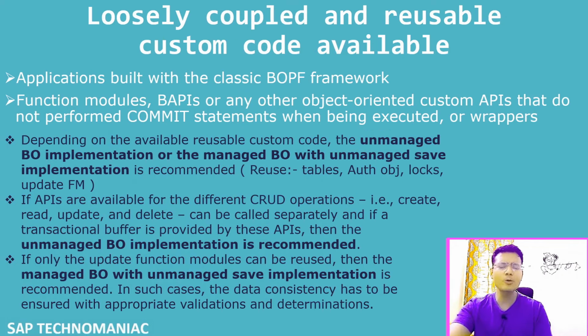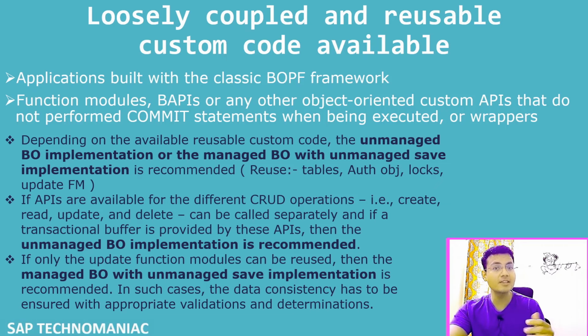The second scenario is when we have loosely coupled reusable custom code available. Suppose we have developed some application using the BOPF classic framework, or we might have some function modules and BAPIs like that. As I told you, for creating a sales order we have a lot of BAPIs and function modules. Again, there is one hack that we will discuss in the next session. Depending on that, if you are able to utilize only the saving part of that one, then go with managed with unmanaged save.